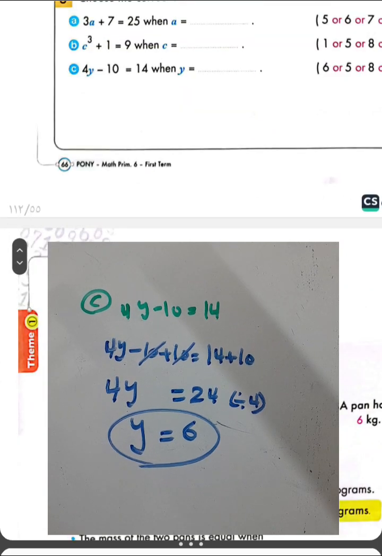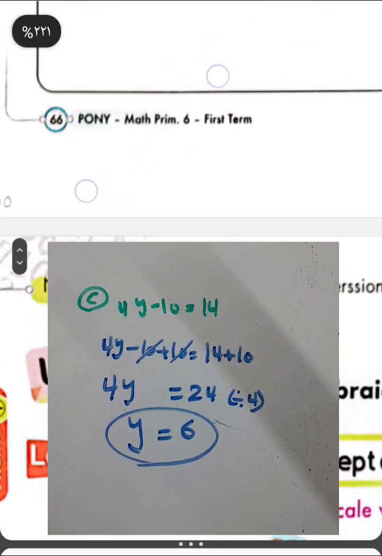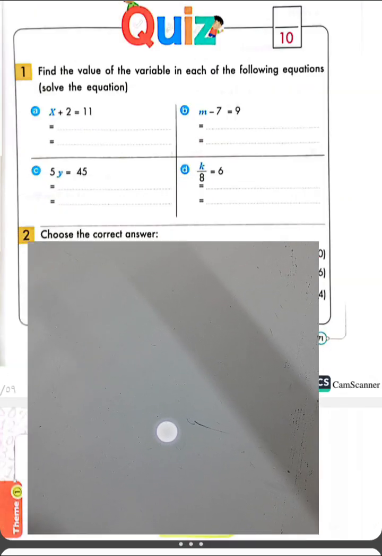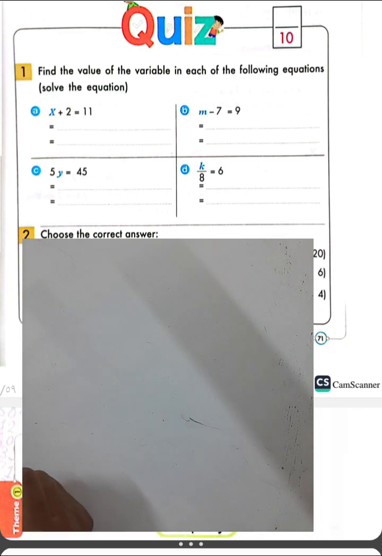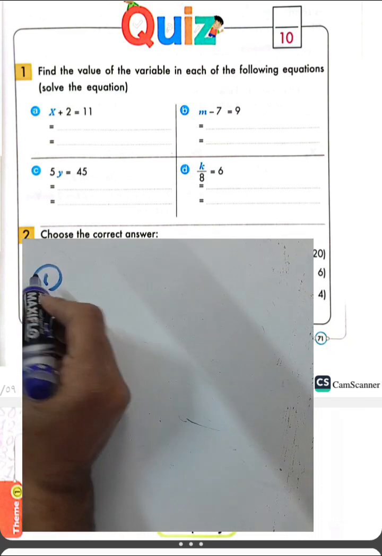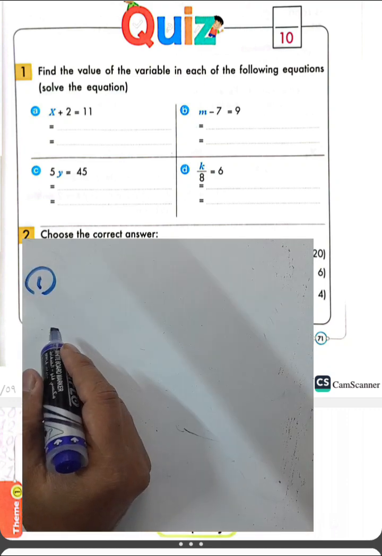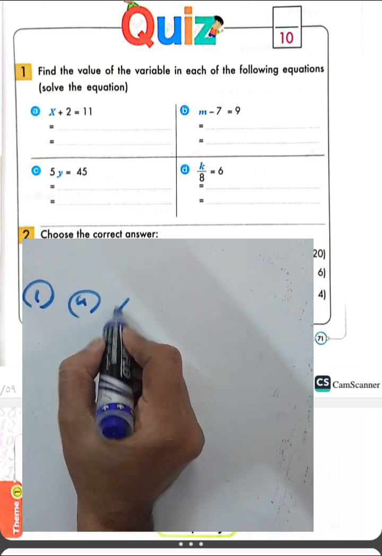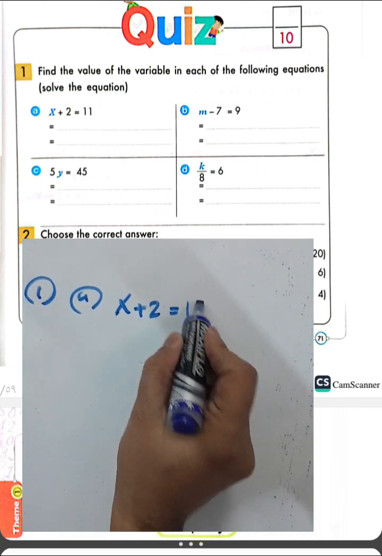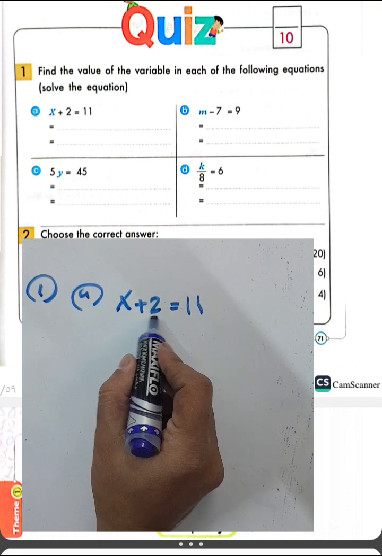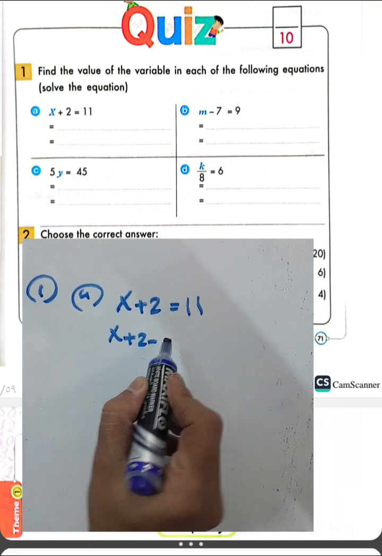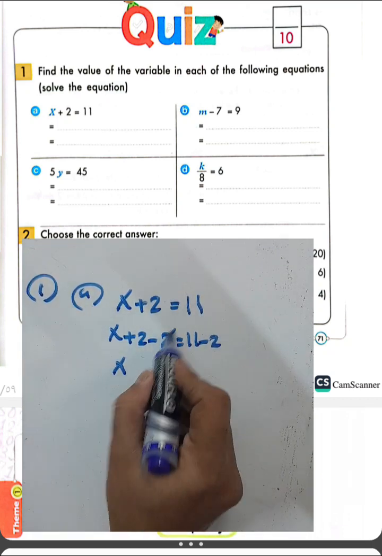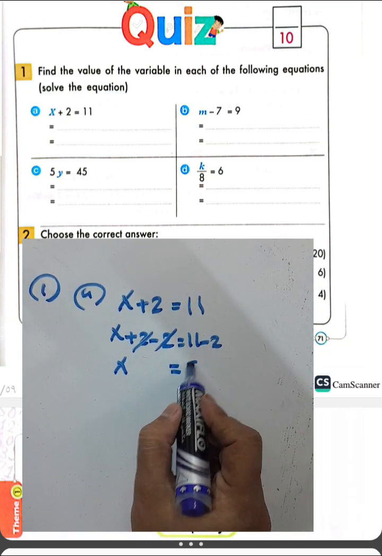It was page 66. Page 71, from the school book, the main book, okay? Question number 1, find the value of the variable in each of the following equations. Solve the equation. Letter A. We have x plus 2 equals 11. We must cancel 2 by adding the additive inverse of 2, which will be negative 2. x plus 2 minus 2 equals 11 minus 2. Then x equals 11 minus 2, which is 9. Then x will be 9.